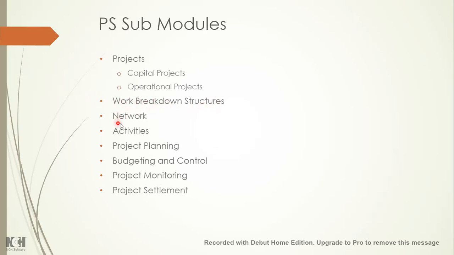Then it also uses network activities. When you create a project, you need to charge different types of costs. Those costs are taken care of through networks or activities. It also helps you to do the project planning, budgeting and control. So you can define your budget, you can define your approval process. For example, if you want two persons, one person reviewing, another person approving the budget, that type of thing you can define.